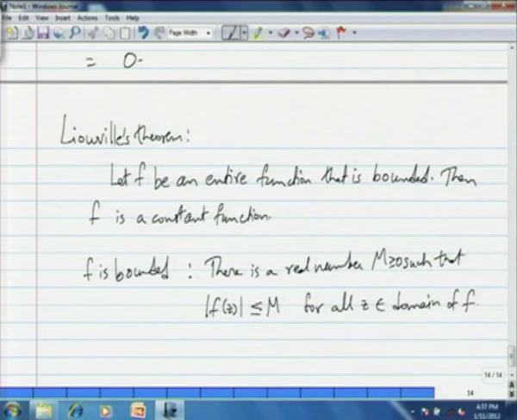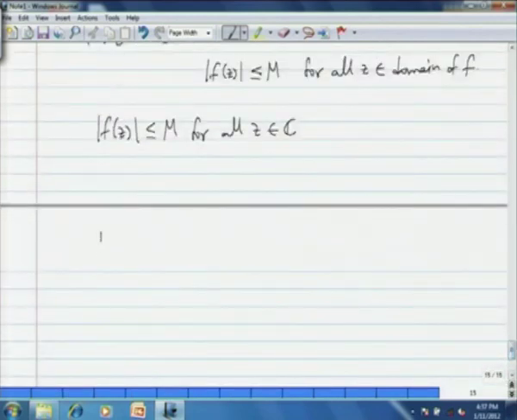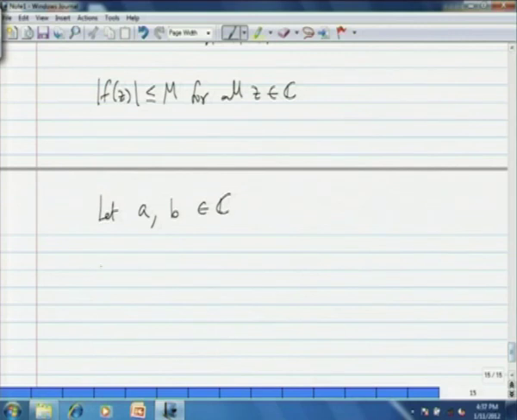Okay. So, in this case since the domain is all of the complex plane, modulus of f of z is less than or equal to a fixed real number M for all z belongs to C. And using this, what we can do is let us start by fixing complex numbers a and b. Now these are two fixed complex numbers. We will prove that the value of f at a is equal to the value of f at b by proving that the modulus of f of a minus f of b can be made arbitrarily small. That is the standard way of proving this. So, we will estimate the modulus of f of a minus f of b.